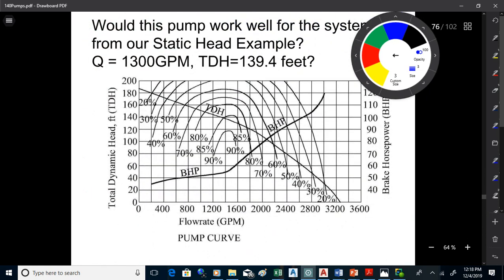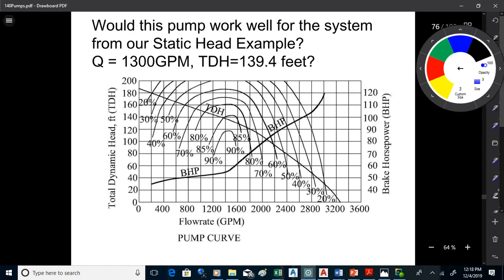Now, we did some TDH examples already, and we calculated some stuff. Let's see how this pump would work for those situations. We did a static head example, and that is when we were doing the TDH. And I think that was the one on page, let's see. What did I call that? Okay, this is the one on page 140. I didn't label that properly. That should be the static lift example.